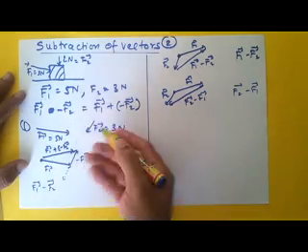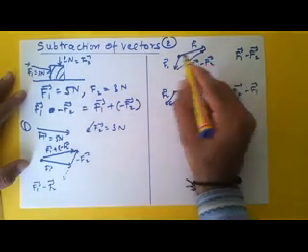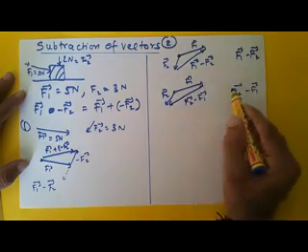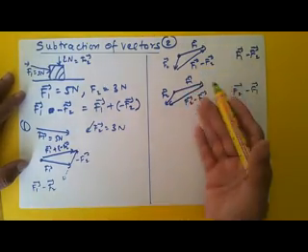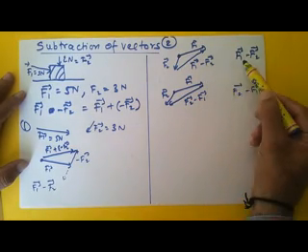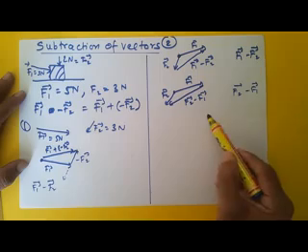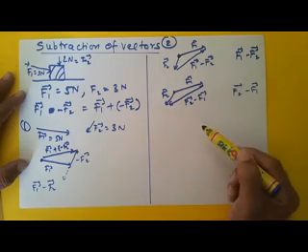In the first method, we take the negative of the second vector. In the second method, this is a direct shortcut method which we can use to obtain F1 minus F2 or F2 minus F1. I prefer this method because it gives me the option of getting F1 minus F2 or F2 minus F1 depending upon my requirement.